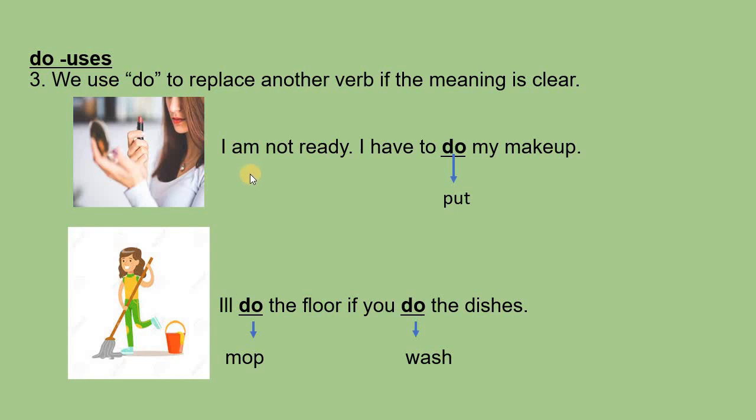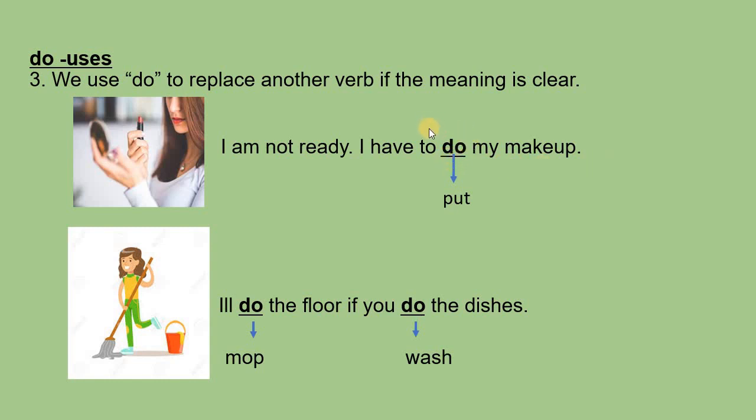She's saying, I have to do my makeup. And the word do here, guys, replaces another verb and my makeup. The verb do here replaces another verb, put my makeup. So the meaning here, guys, is very clear. I am not ready. I have to do my makeup. I have to put my makeup.